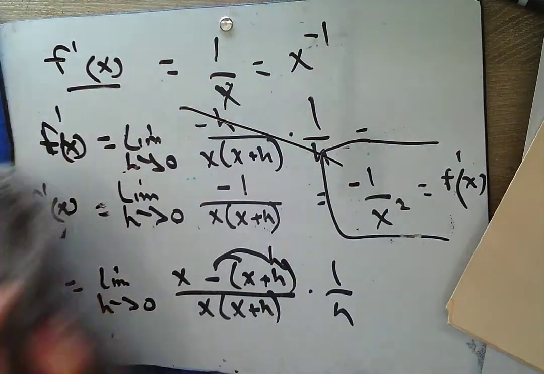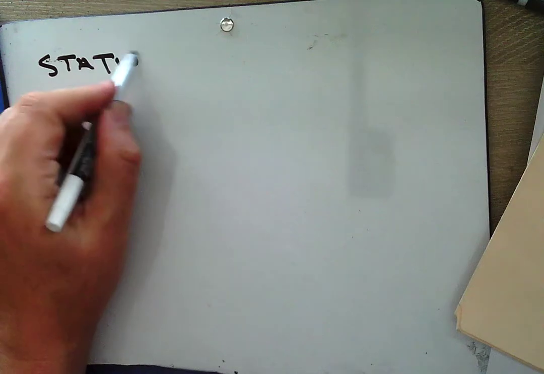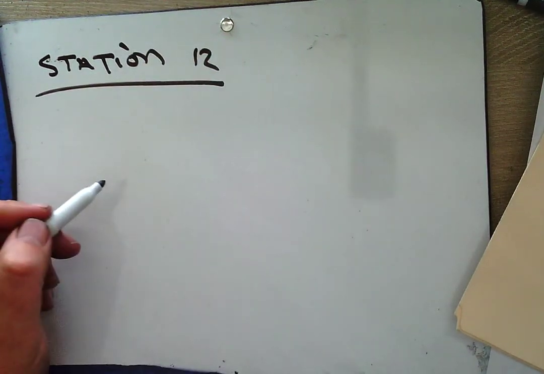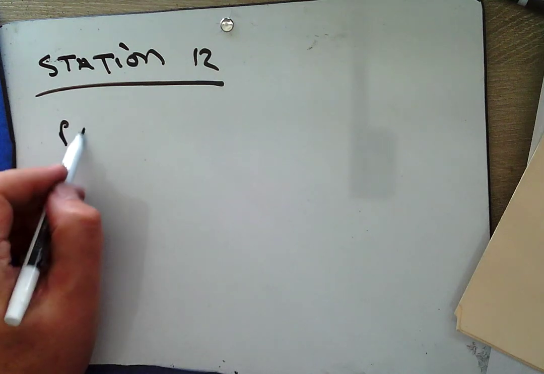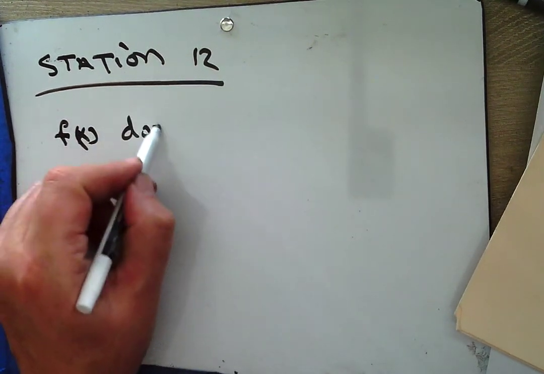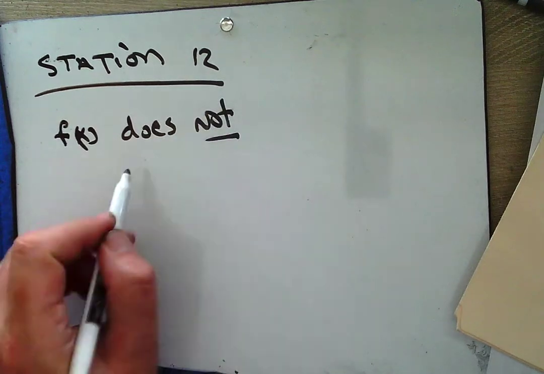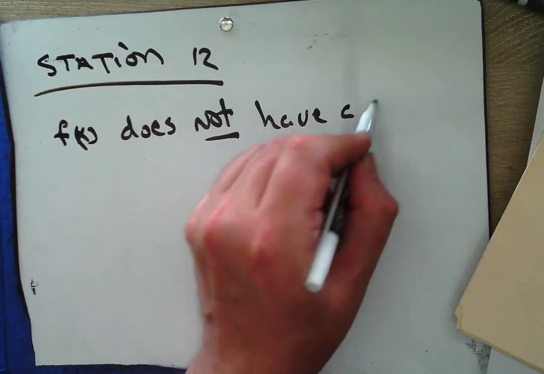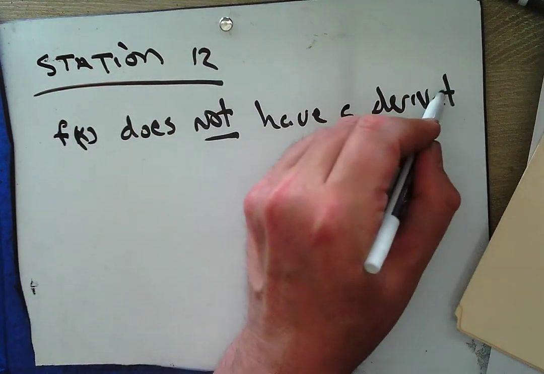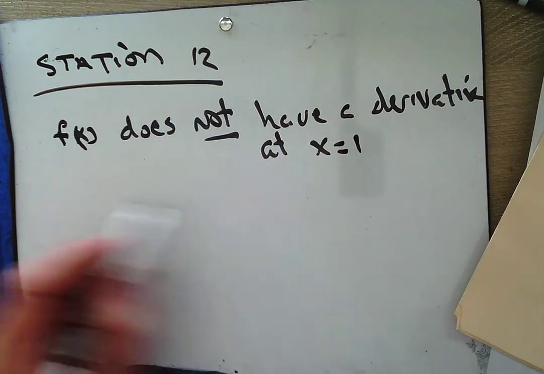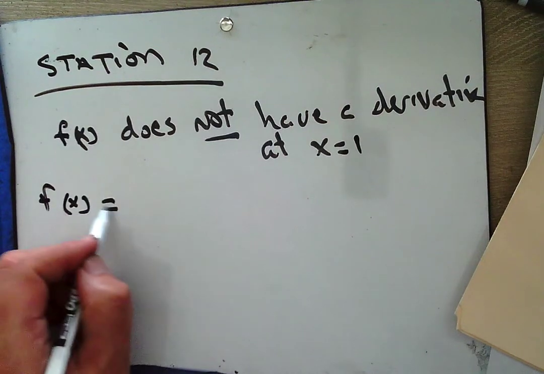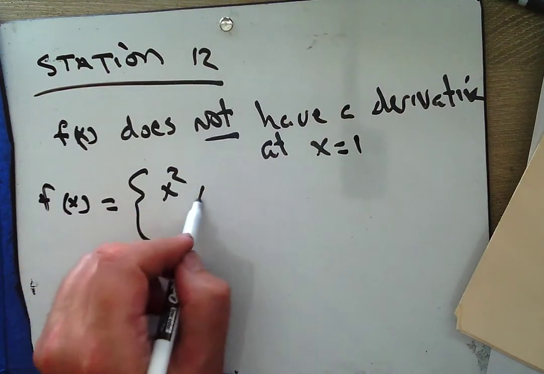Station 12, our last station for today. Station 12 says, explain why f of x does not have a derivative at x equals 1, given f of x is this piecewise function.